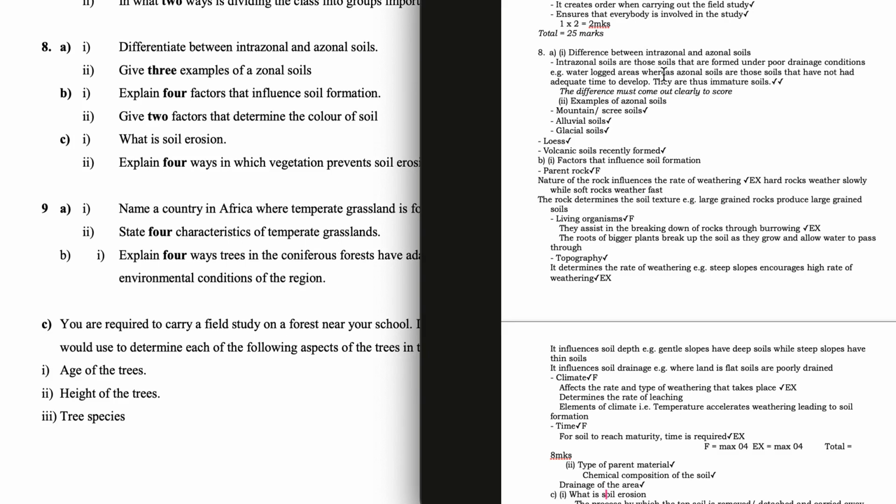Question 8A1. Differentiate between intrazonal and azonal soils. Intrazonal soils are those soils that are formed under poor drainage conditions, for example, waterlogged areas, whereas azonal soils are those soils that have not had adequate time to develop. They are thus immature soils.